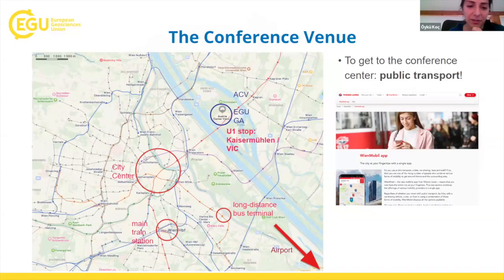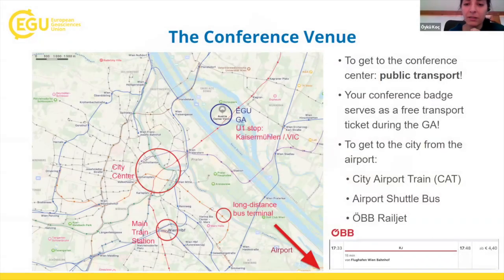Your badge also passes as a free transport ticket during the week, but this only starts from Monday. So if you're arriving on Sunday, to get to the conference center you have to buy a ticket. Once you have the ticket, you can use public transportation without the need of buying anything else. For connections, you can either use Google Maps or check Wiener Linien, and that will give you the information that you need. Next slide, please.